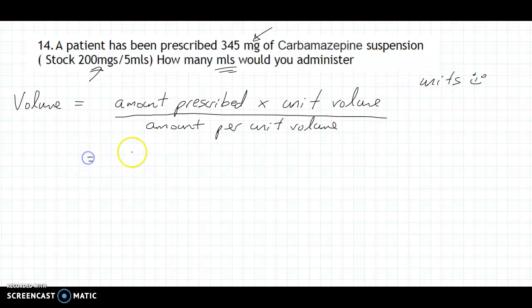So now we can fill in. The amount prescribed is 345 mg's multiplied by the unit volume. That's the volume the stuff comes in, and that's 5 mils. All divided by the amount per unit volume. That's the amount that comes in, and that's 200. So we have 200 down here, 200 mg's. Now the mg's cancel, and now we're left with a bit of cancelling to do in the numbers.